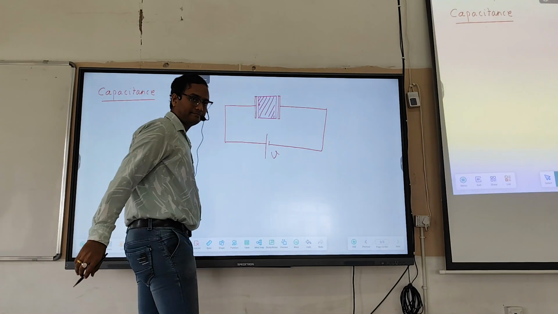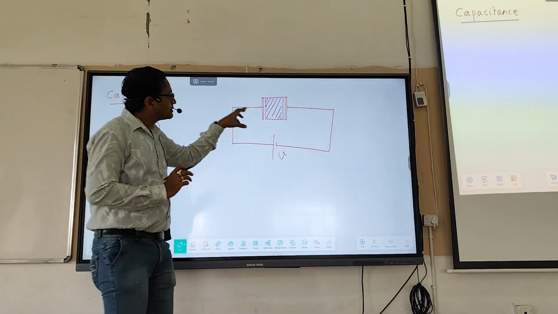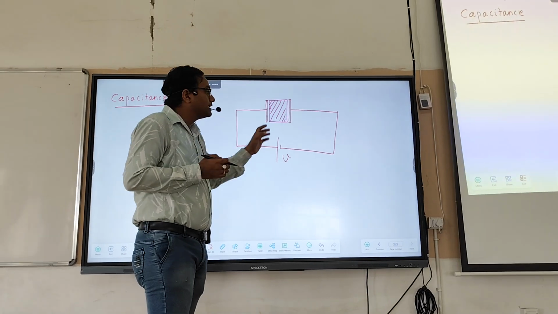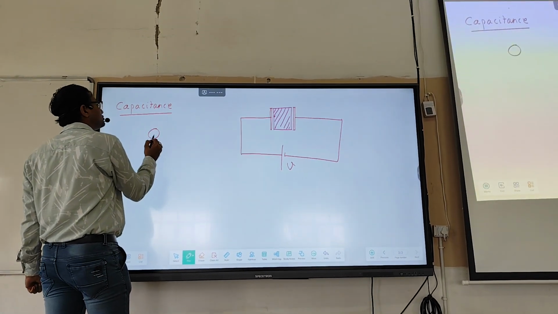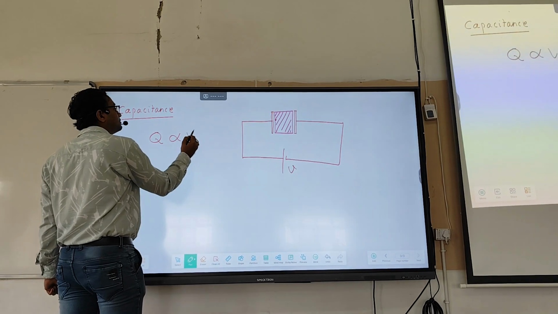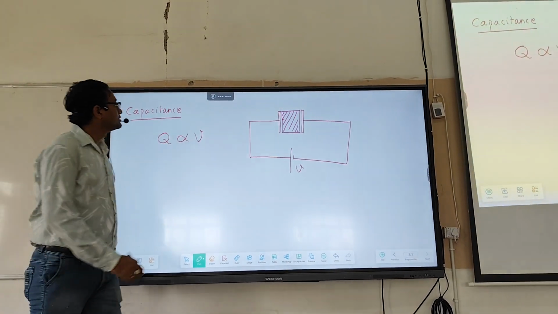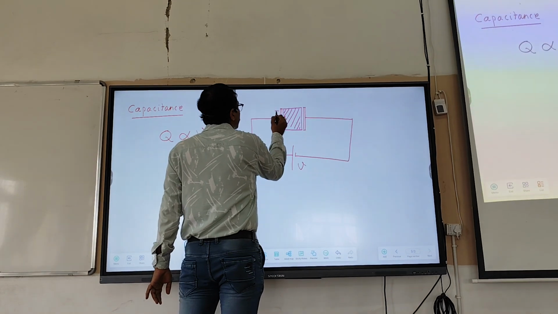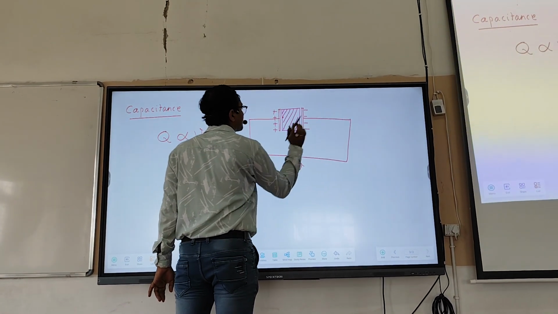This is voltage V. So what is happening? This capacitor stores some charge in the electric field. Some charge will be stored due to the influence of voltage.